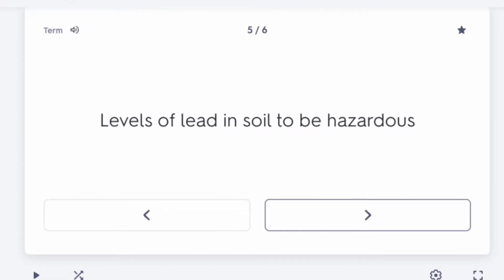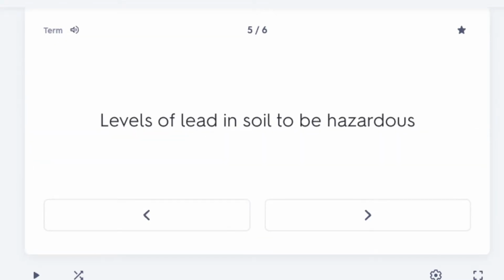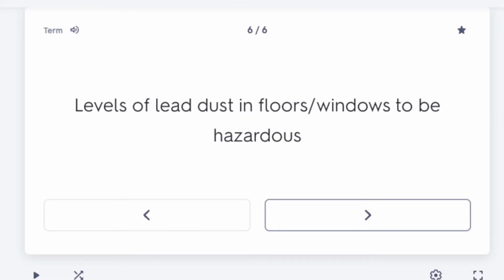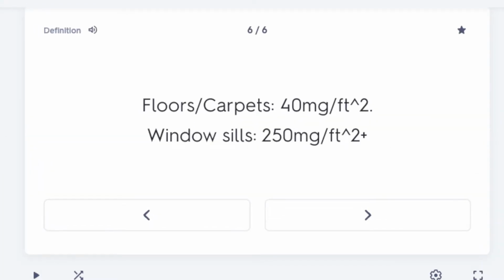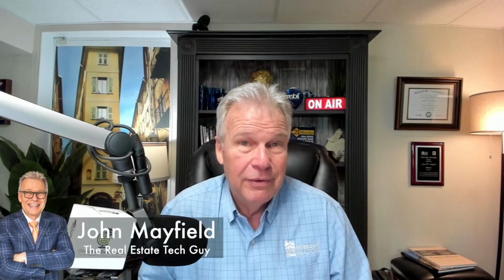Now, levels of lead in soil to be hazardous, well, play areas, it's 400 ppm, and the remainder of the yard would be 1200 ppm. That's an average. So if you see any kind of exam questions on that, that's what you need to know. And then number 6, levels of lead dust in floors, windows to be hazardous. Well, floors or carpets is at 40 mg and window sills are at 250 mg. You know, you just never know. You could see some exam questions that cover those numbers.